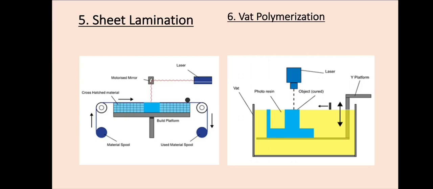Then the vat polymerization process, in which we use a tub full of photopolymer resin, and there is a build platform which goes down for deposition of a new layer. When it goes down, resin climbs up and is deposited on the surface. Then we cure that layer using a laser or electron beam. Again the build platform goes down, the resin climbs up, a new layer is deposited, and we cure it with the laser. This process goes on until the product is formed.